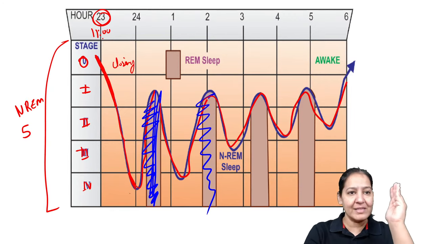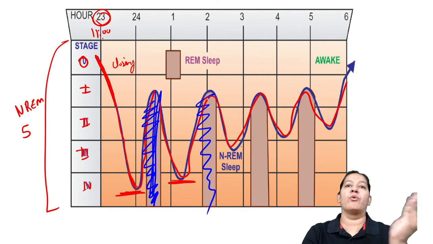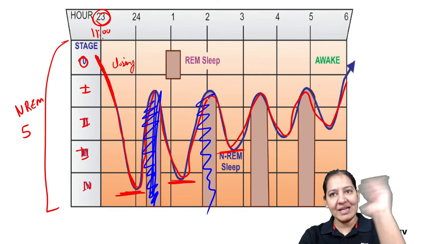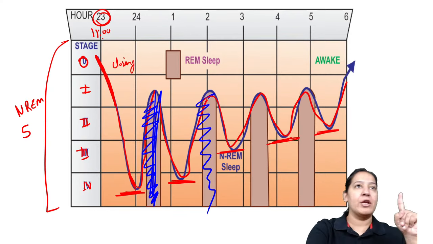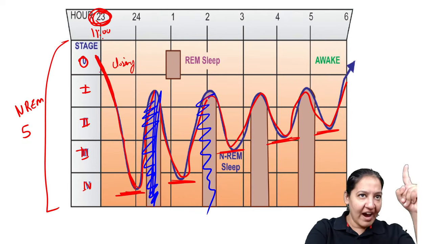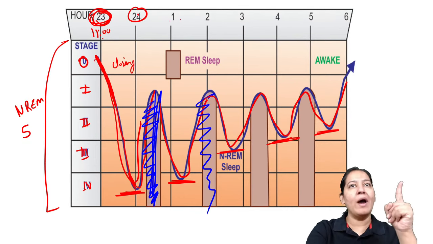In the first cycle it is going till stage 4. In the next cycle, it is going to the junction of 3 and 4. In the next, it is going to 3. In the next, to 2. In the next, to 1. And see the timings. You are sleeping at 11 o'clock. So in 1 hour, non-REM is completed till 12. From 12 to 1, you have REM.